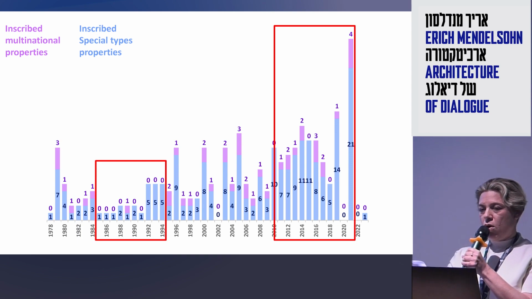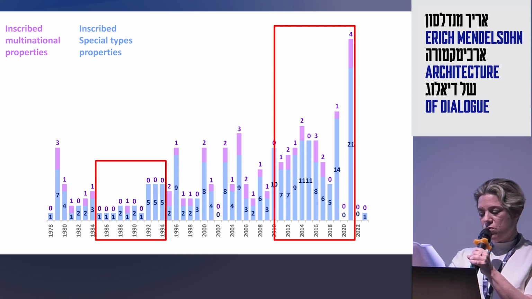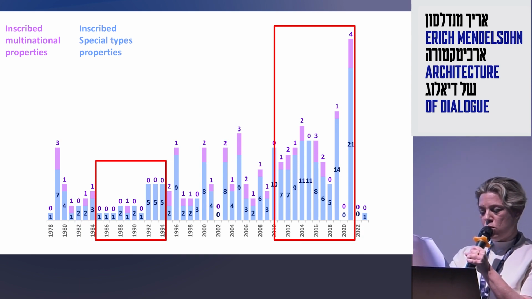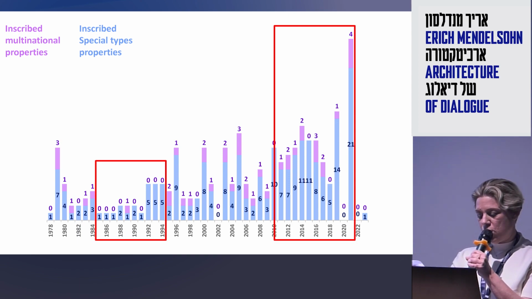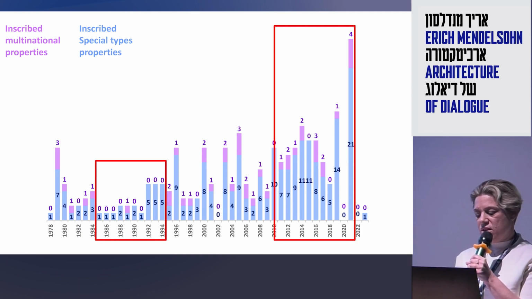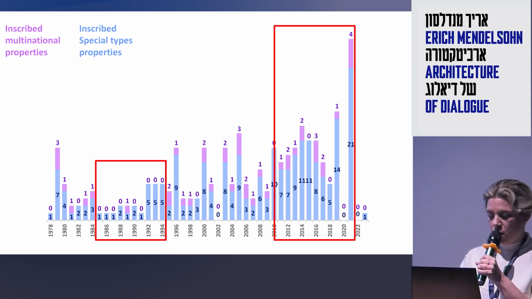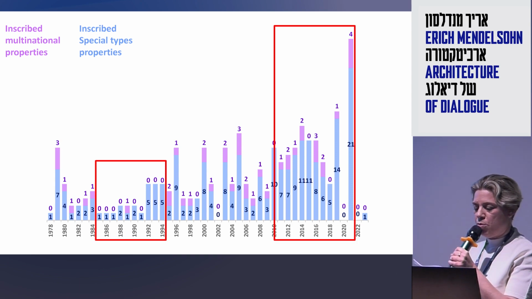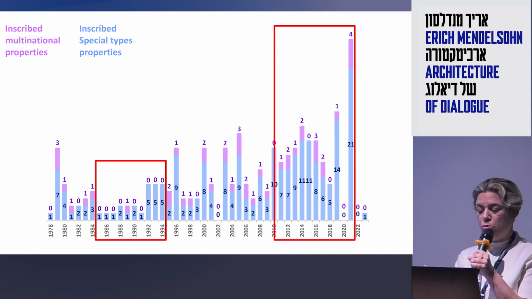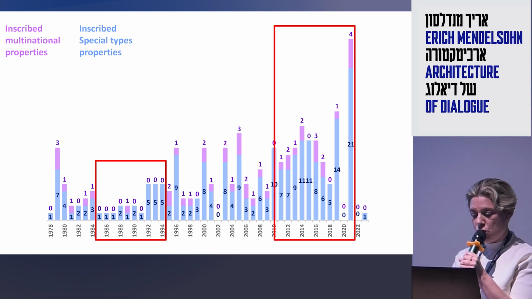Now, after reviewing all special type inscription trends and the regional distribution, we focus on multinational properties, which are the transboundary and transnational properties created as a collaboration of two or more state parties. This graph presents the number of multinational properties compared to all property inscriptions. We can observe the relatively small quantity of multinational properties and their changing distribution.